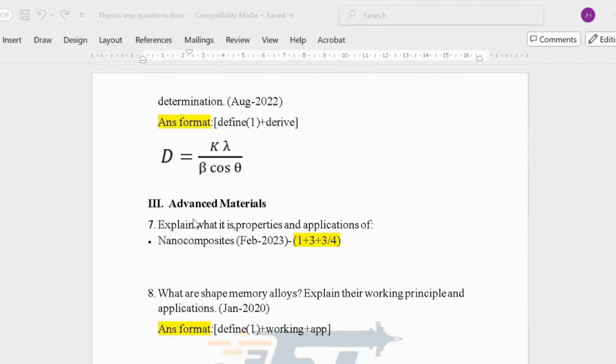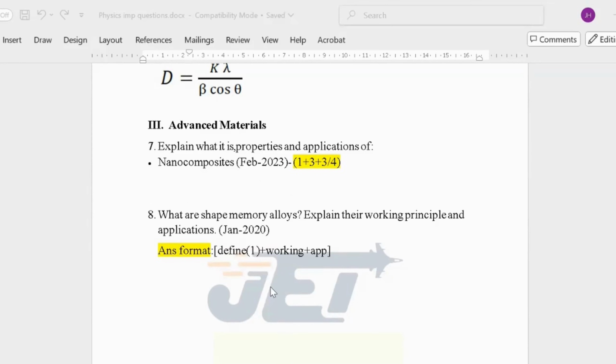Okay, this is on advanced materials. Explain what it is and properties and application of. Okay, you might get a question on nanocomposites. Okay, so 1 mark for what is it, which is your definition. Properties, you'll be having 3 points for your properties, and based on marks you can write accordingly. And application, it's better to specify 3 to 4 applications, right?